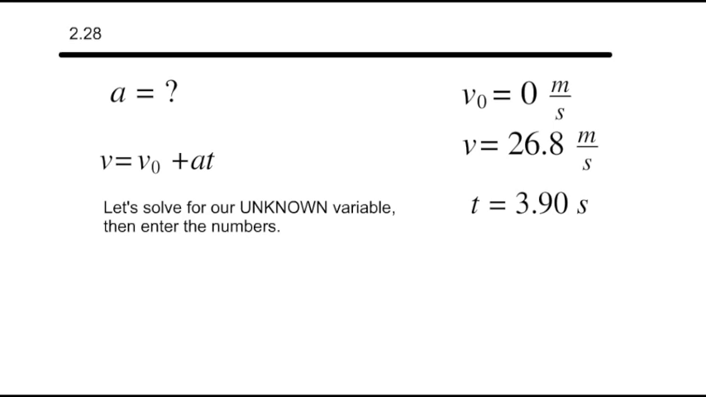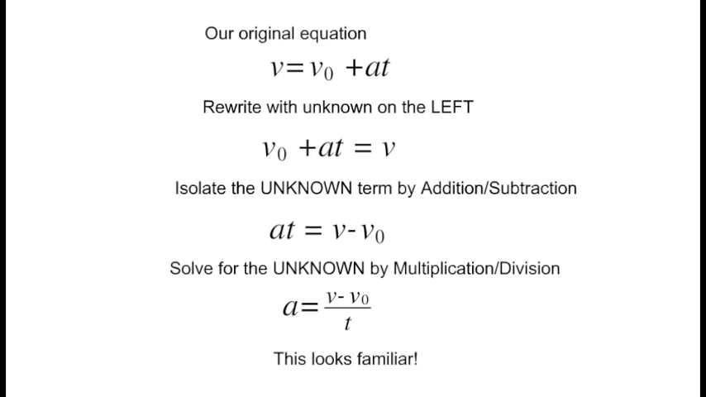I've got my three knowns, my one unknown, and the equation that's going to relate the four together. First I want to solve that equation for the unknown variable, and then I'm going to enter all these numbers at the end. Our original equation was v equals v0 plus at, and I want to solve for a. That means I want to move the a part to the left-hand side and the other part to the right-hand side, so all I do is flip. Then I want to isolate that unknown term by subtracting v0 from both sides so that I'm just left with at equals v minus v0. Finally, I want to divide everything by t because I just want the a standing alone. My final result is that a is equal to v minus v0, divided by t.